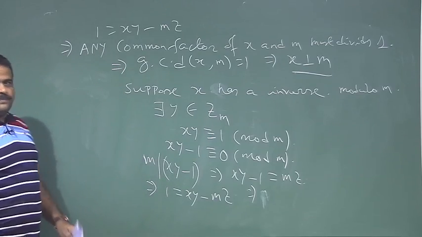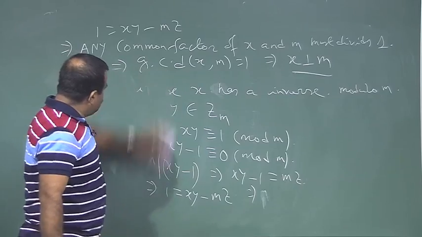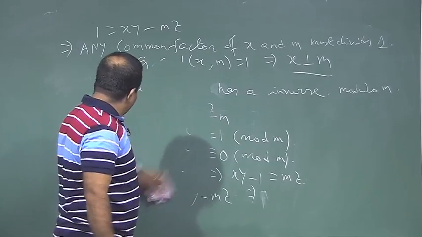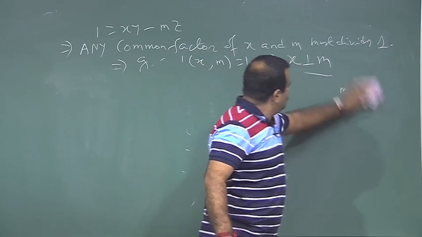This is one part of the proof. So, if x has an inverse, then it must be co-prime. Now, the other part: if x is co-prime with m, then it has an inverse. That part you have to prove now.